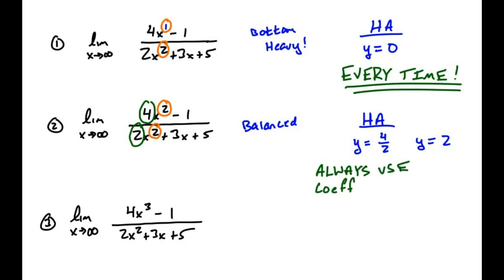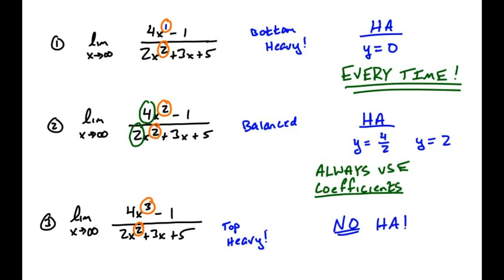Now, these first two scenarios are as straightforward as that. If you have a bottom-heavy function, the limit as x approaches infinity or negative infinity will always be 0. And if you have a balanced function, the limit will always be the coefficients. Now, in this third example, you'll notice the numerator has a larger degree than the denominator, which, not surprisingly, we'll call a top-heavy function. And as you allow x to grow larger and larger, you'll notice the numerator is going to grow larger and faster than the denominator. And whenever that happens, our number is going to keep growing and growing and growing. Hence, there's not going to be a horizontal asymptote in this situation.